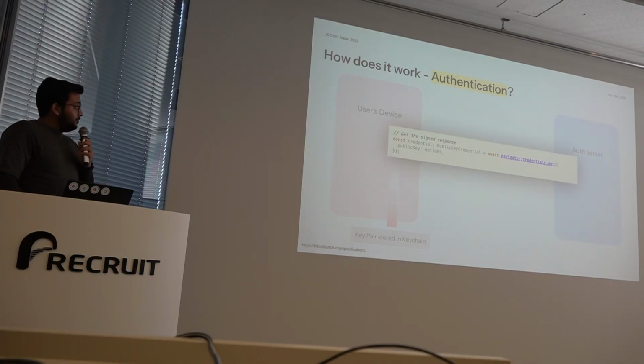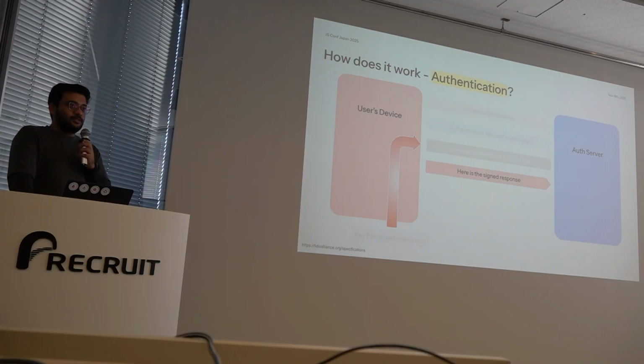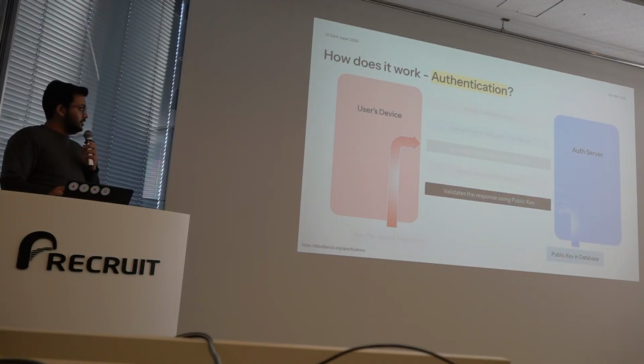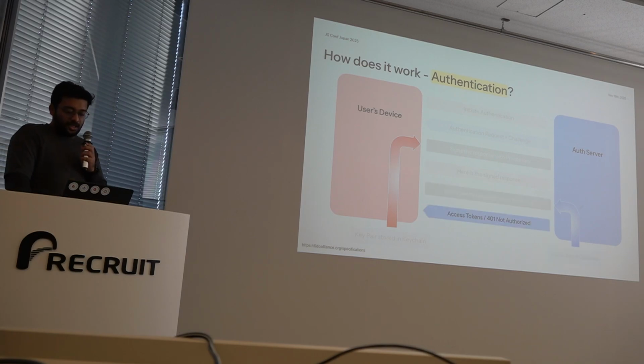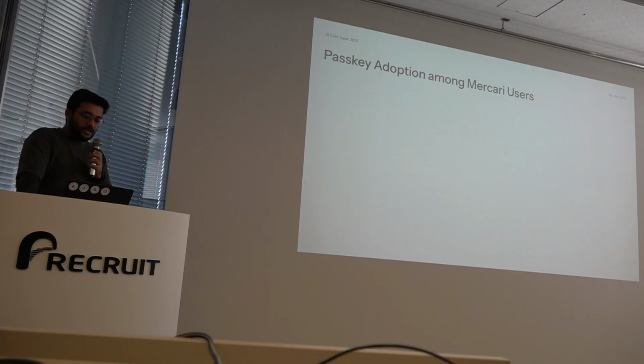And that can be done using the credentials get API, which will take the options object that we got from the auth server. And then we will send the signed response back to the auth server, which will validate the response against the public key that we stored during the registration. And it will return 200 or 401 based on the validity of the response. Yeah, and that's it.